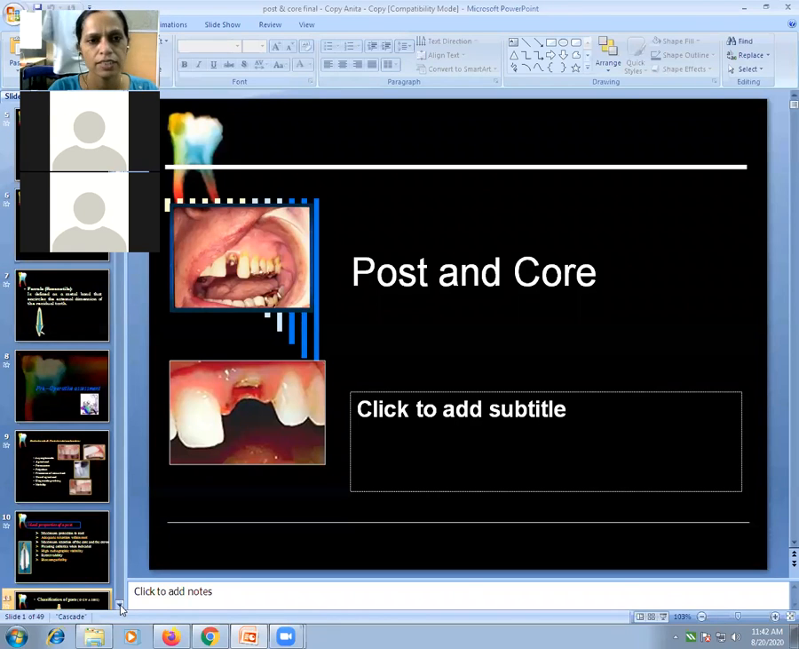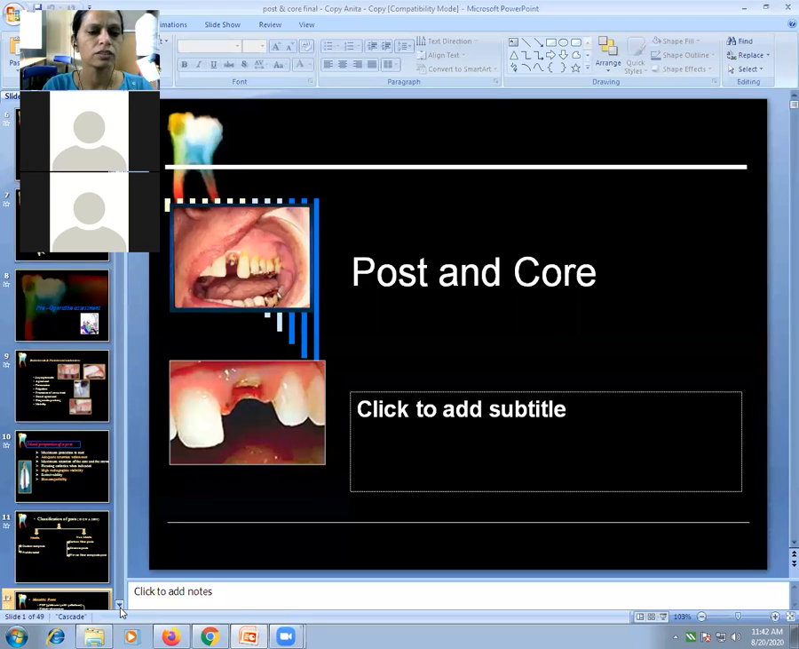So yesterday we started with the post and core, isn't it? All of you know what a post and core is. A post is a structure placed inside the radicular portion, or the root, in order to get more retention for the coronal restorative structure.